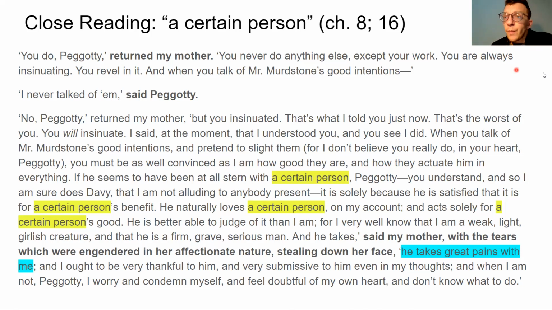"You do, Peggotty," returned my mother. "You never do anything else except your work. You are always insinuating. You revel in it. And when you talk of Mr. Murdstone's good intentions—" "I never talked of them," said Peggotty. "No, Peggotty," returned my mother, "but you insinuated. That's what I told you just now. That's the worst of you. You will insinuate. I said at the moment that I understood you, and you see I did. When you talk of Mr. Murdstone's good intentions and pretend to slight them, for I don't believe you really do in my heart, Peggotty, you must be as well convinced as I am how good they are, how they actuate him in everything.